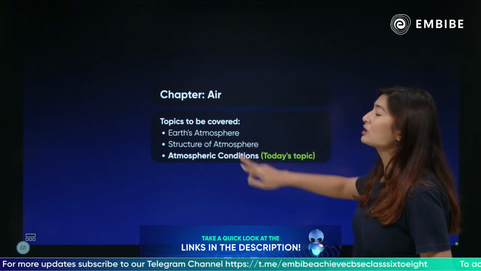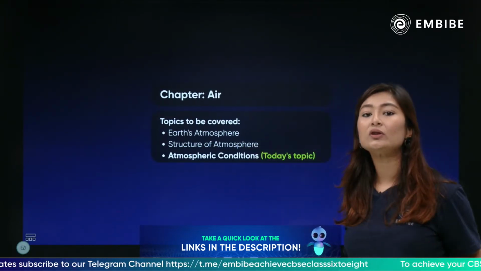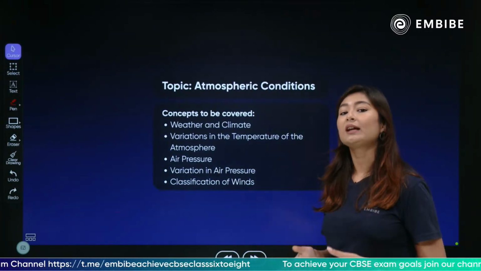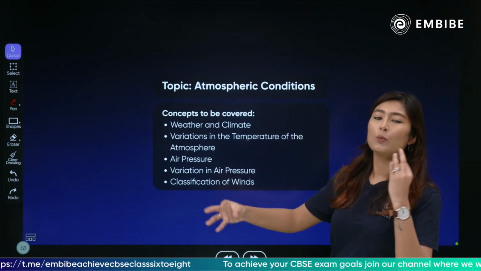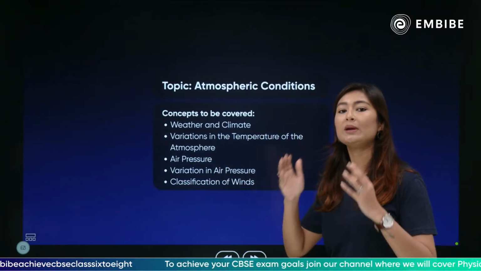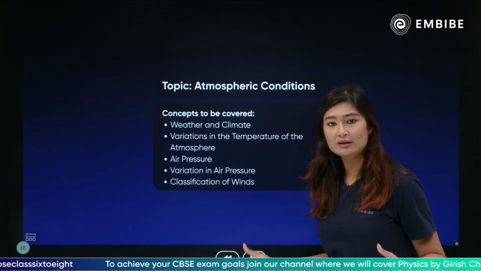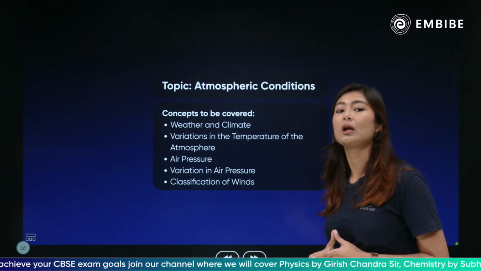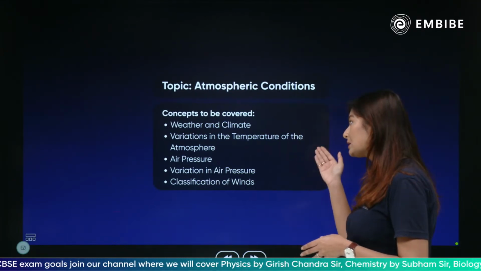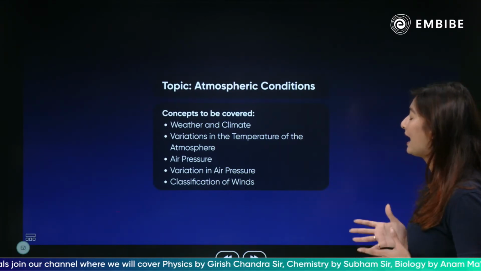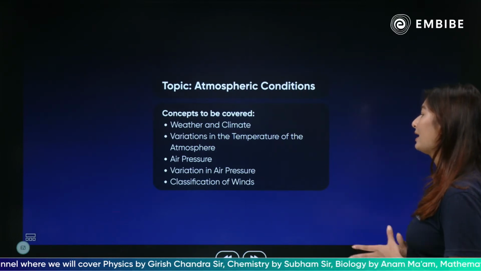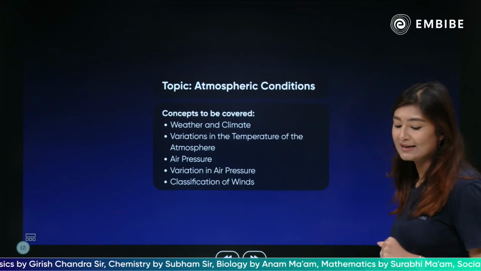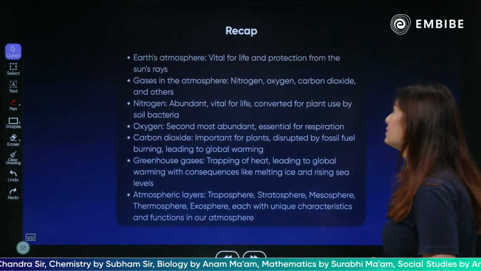The first two sections have already been finished in the very first session of the chapter of air that we have done. The atmospheric conditions, because they contain a lot of small details, will be spread over two sessions. So in today's session, the concepts that we are going to cover are weather and climate, variation in the temperature of the atmosphere, air pressure, variation in air pressure, and classification of winds. So let's get started without any further ado.